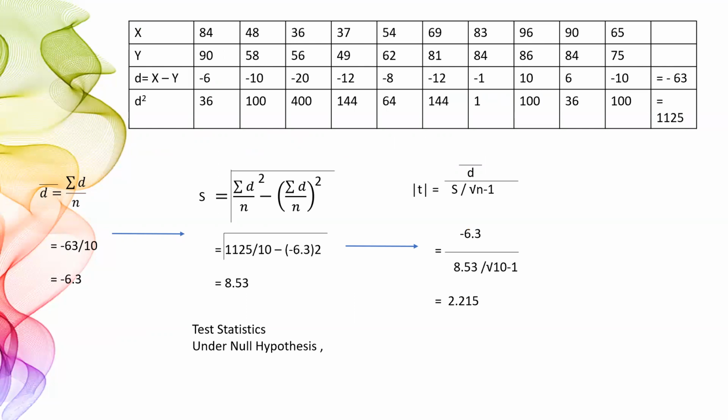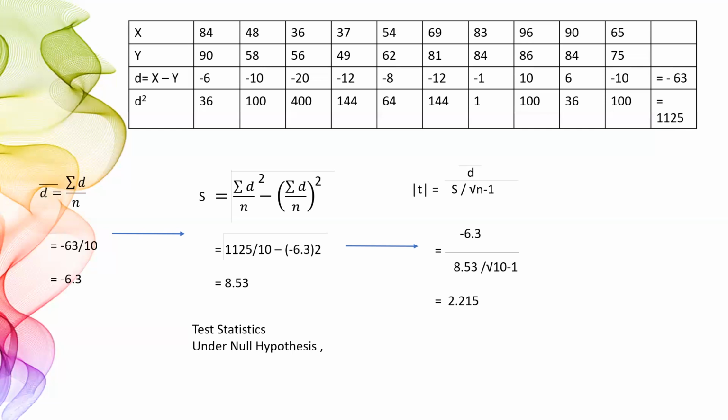Now we have to frame a table. The columns will be x, y, d and d square. In x and y, we write all the values given in the problem, the after coaching and before coaching values. The third column will be the d value, small d, which is calculated using x minus y. So we have to subtract the values of one from the other.